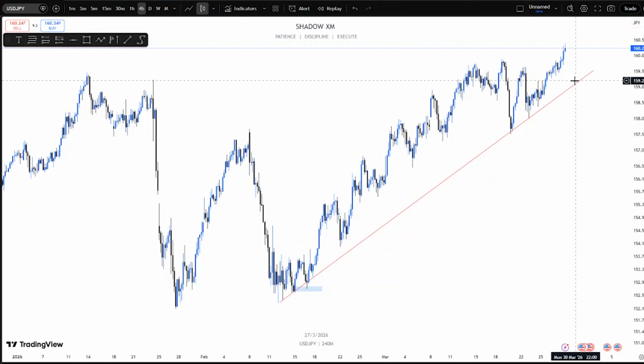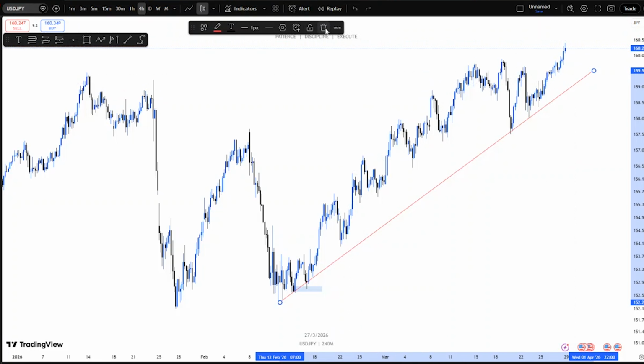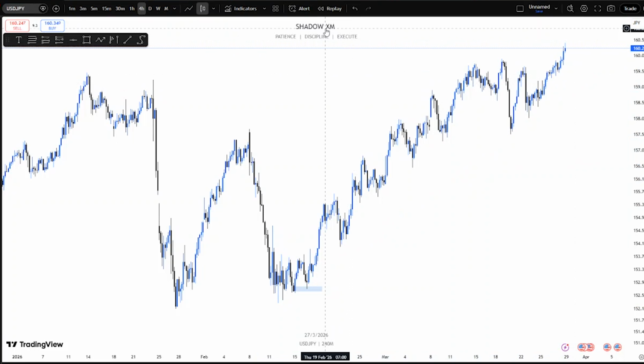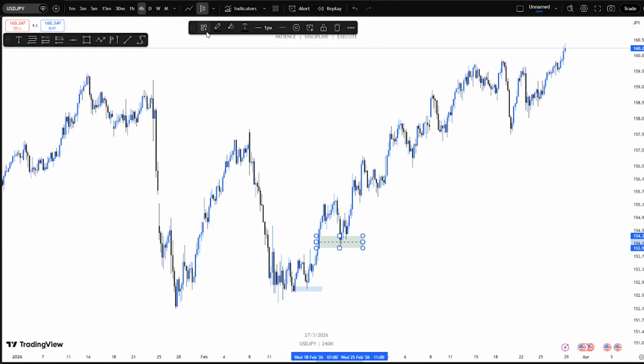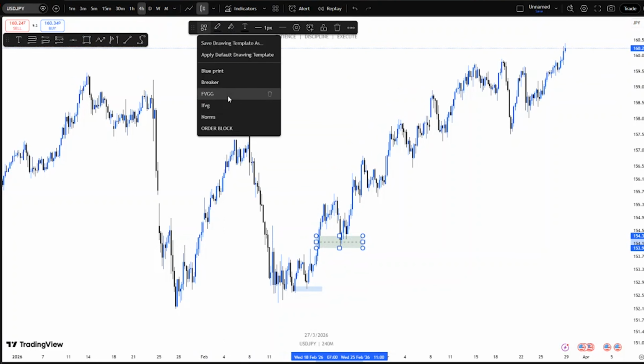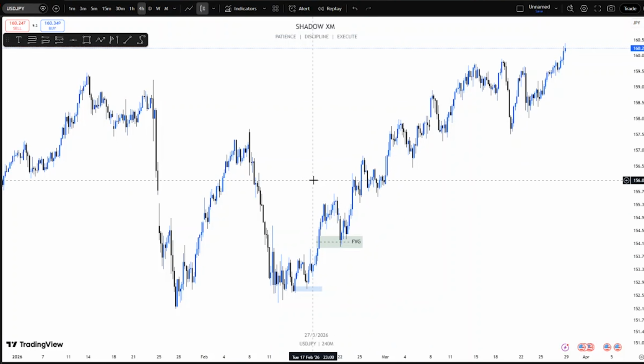So basically, there's this concept I usually use. If the trend is bullish, I only look for buy setups. So you have this buy setup here, right? Next, I'm trying to indicate all possible buy zones. We have this FVG buy right here.